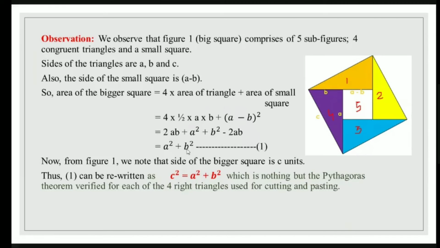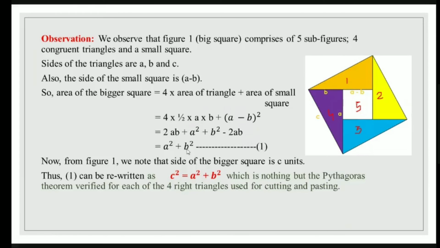So I get the identity C square is equal to A square plus B square, which is nothing but the Pythagoras theorem. Hence, it is verified that for the right triangle, the sum of the squares of the two sides is equal to the square of the hypotenuse. So hence we verified the Pythagoras theorem using the four right triangles by using the cutting and the pasting method.